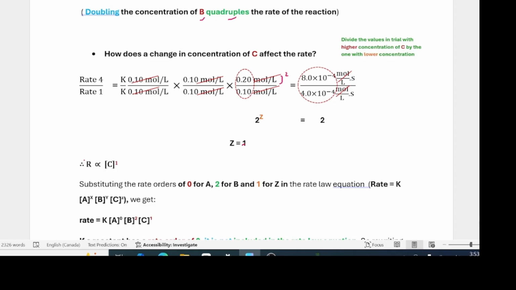We see that the rate of the reaction is proportional to the concentration of C raised to the power of 1, or exponent 1. So we have 3 rate orders. One was 0, one was 2, and this one is 1. So what do?